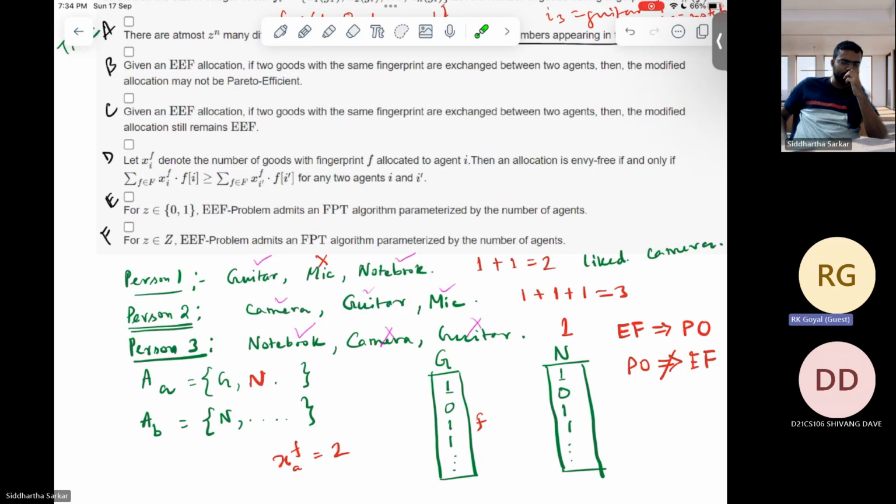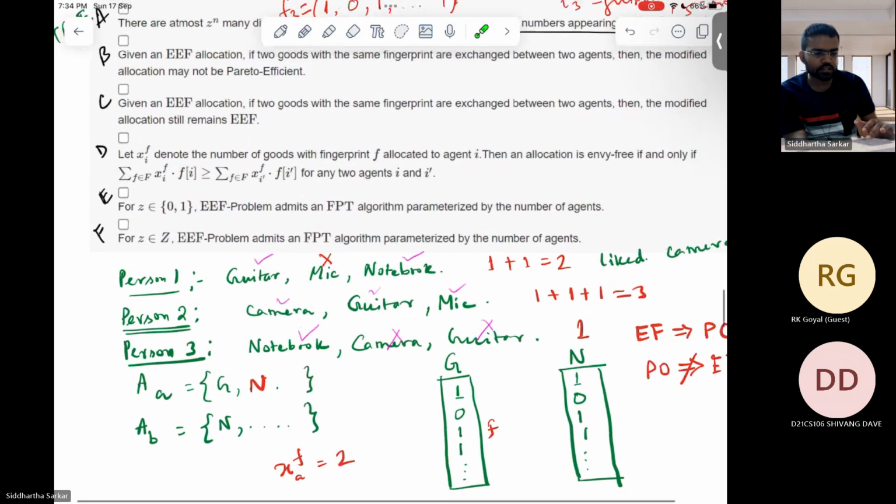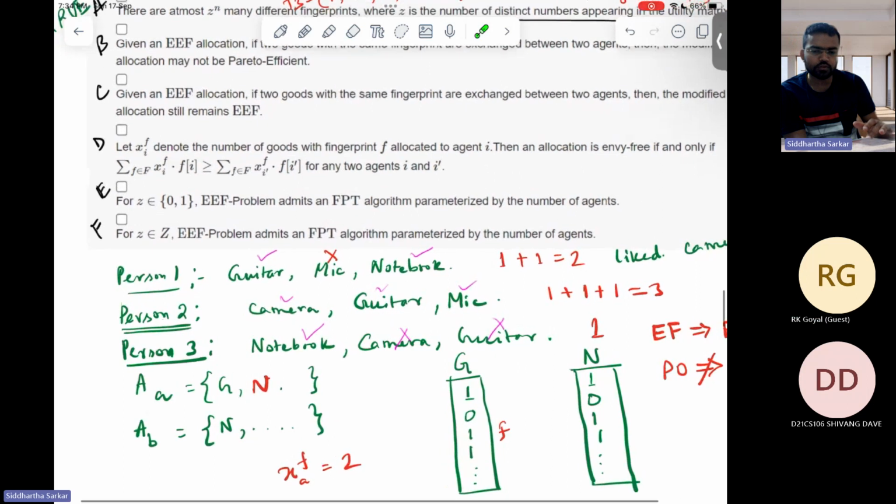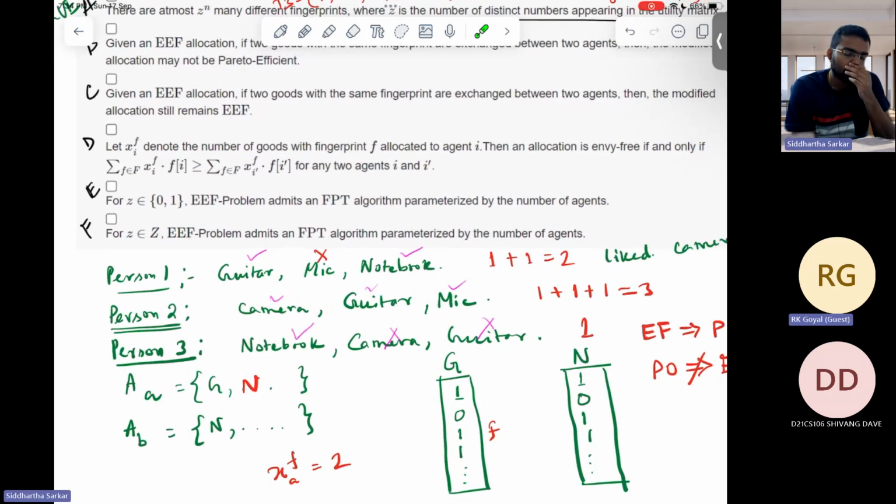So what could be the meaning of the summation over this F? What is this capital F here? Capital F, let us say, is the set of all distinct fingerprints. So do we need to carry out this summation over all the fingerprints? Yes, the summation is over all fingerprints. Now every agent has been given his box, so we are looking at all the distinct fingerprints in his box times f of i.